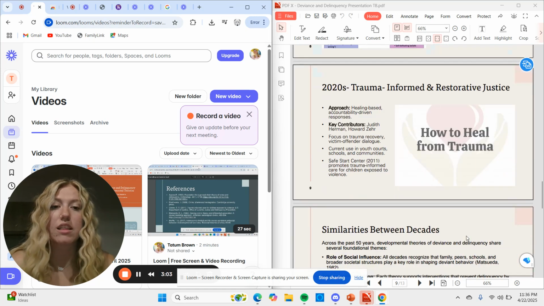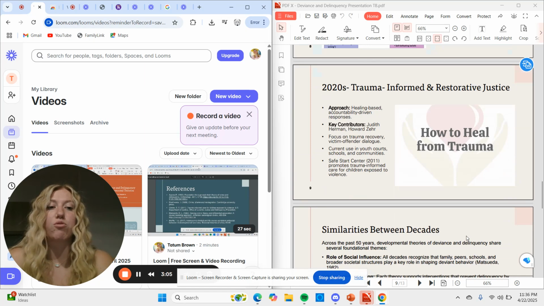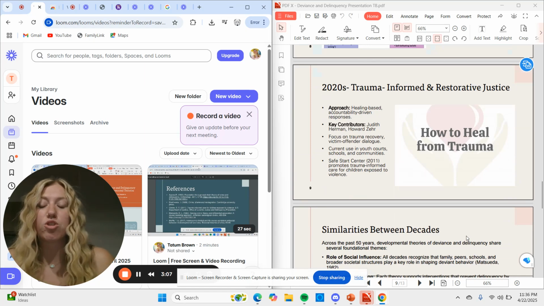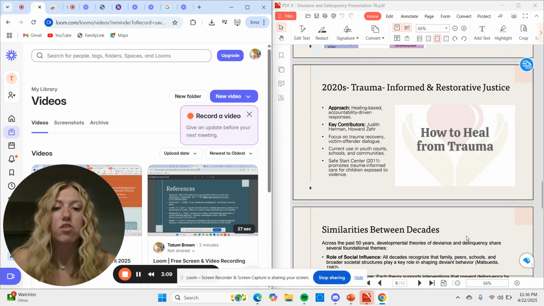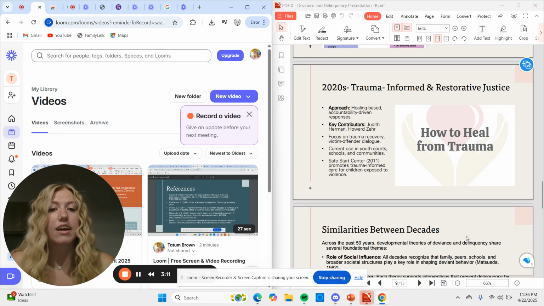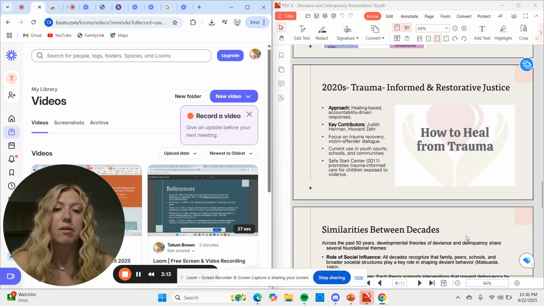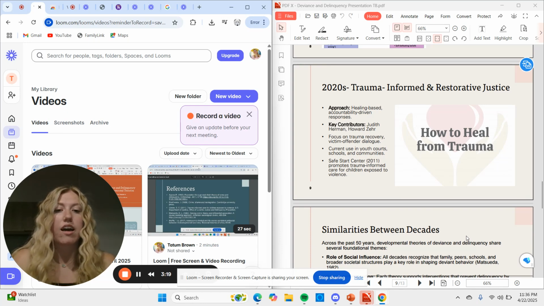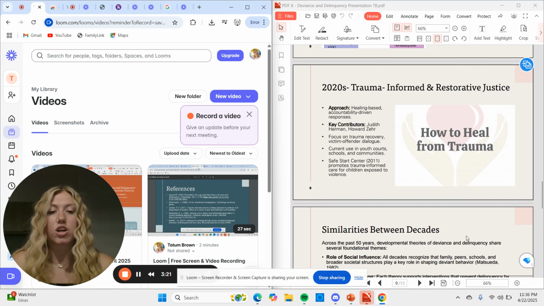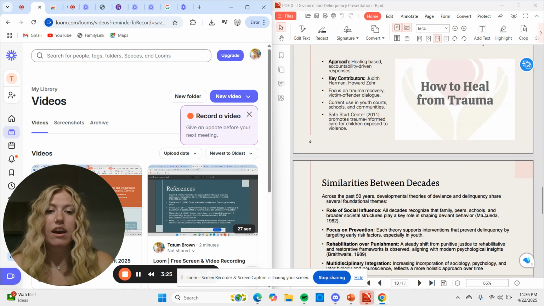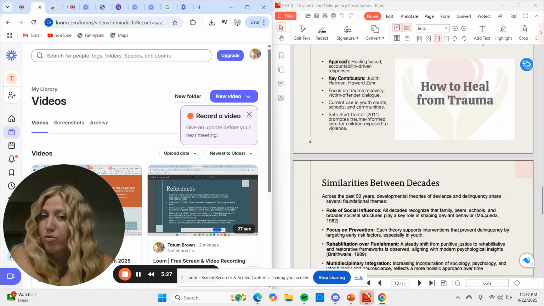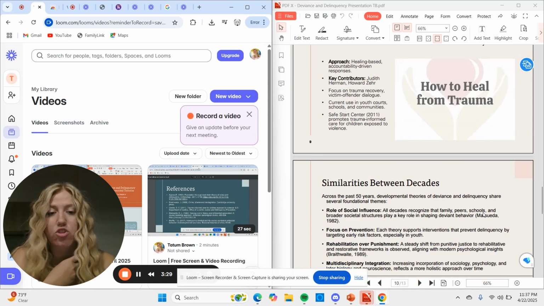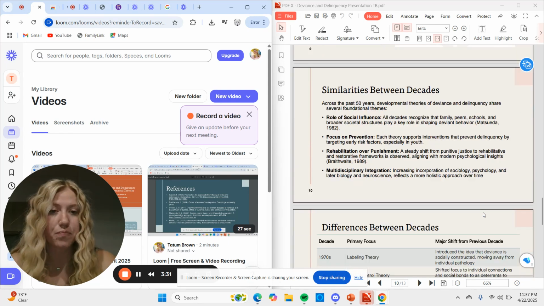The 2020s are trauma-informed and restorative justice. The approach is healing-based, accountability-driven responses, and the key contributors are Judith Herman and Howard Zehr. The main focus is on trauma recovery, victim-offender dialogue, and current use in youth courts, schools, and communities. It's promoting care for children exposed to violence and trauma.